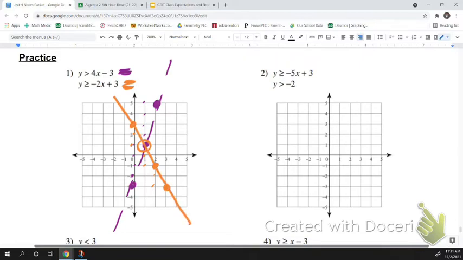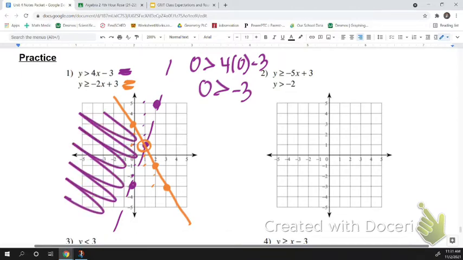Now I'm going to do the shading, but I have to test the point. Which point would you like to test? Great. Is 0 greater than -3? Yes. So where do I shade for my purple line? Yeah, on this side.